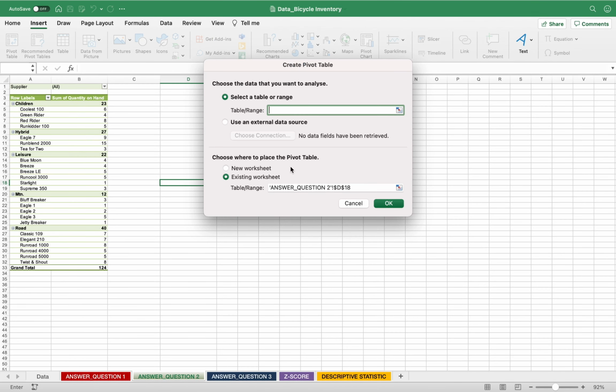Then question 2, I click the pivot table, and then for the table range, I put all of the data from the first sheet, and then this one I put over here, and then I click OK. After I click OK, it will show me which data I want to choose. I just pick the quantity on hand of bicycle, and then bicycle name and each product category, and then I put the filter for the supplier, and then it will appear like this.